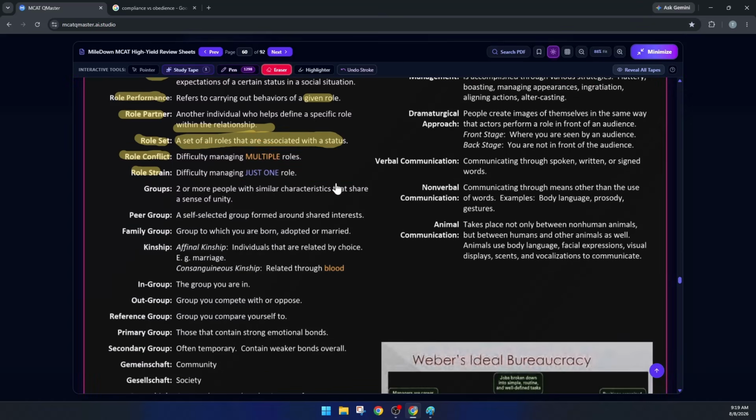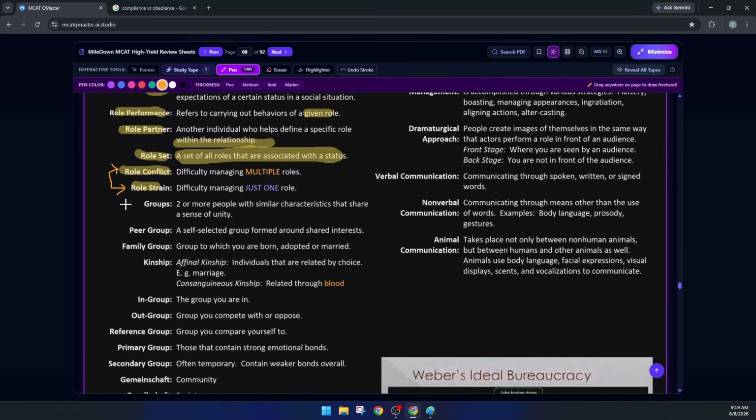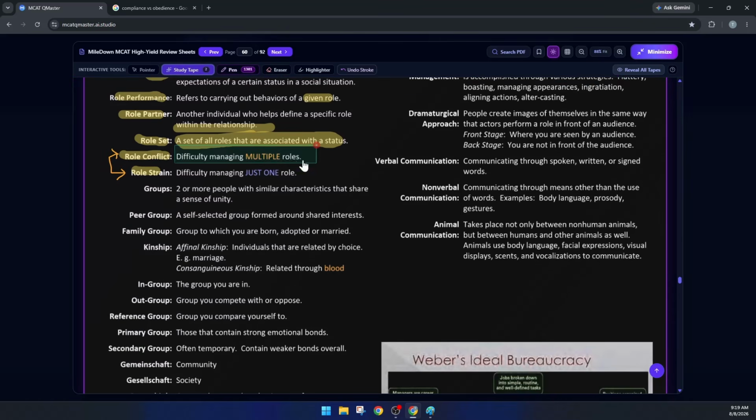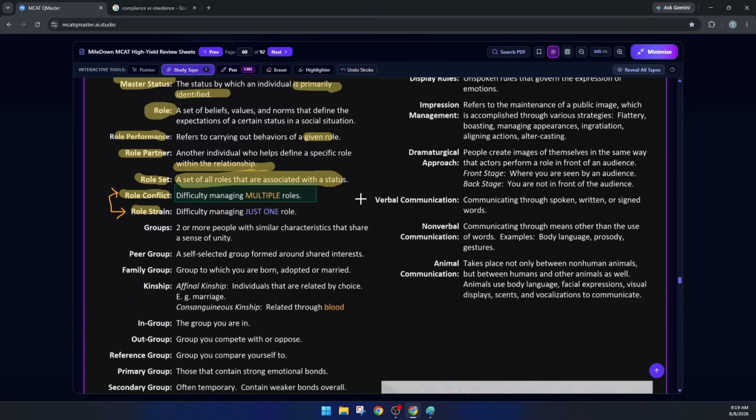Role conflict and role strain can be very easy to confuse, right? But role conflict is difficulty managing multiple roles at once. So role conflict is like, I'm a student, I'm also working a part-time job as a retail employee, and I am also a mother, for example. So you're having role conflict because you're having difficulty managing multiple roles at once. Role strain is different from role conflict. Role strain is difficulty managing just one role. So within the role of a student, I have multiple tasks. As a student, I have due dates, I have projects, I have to attend classes. So that's the difficulty managing one role. That's role strain. But difficulty managing multiple roles is role conflict. So don't get these two confused.